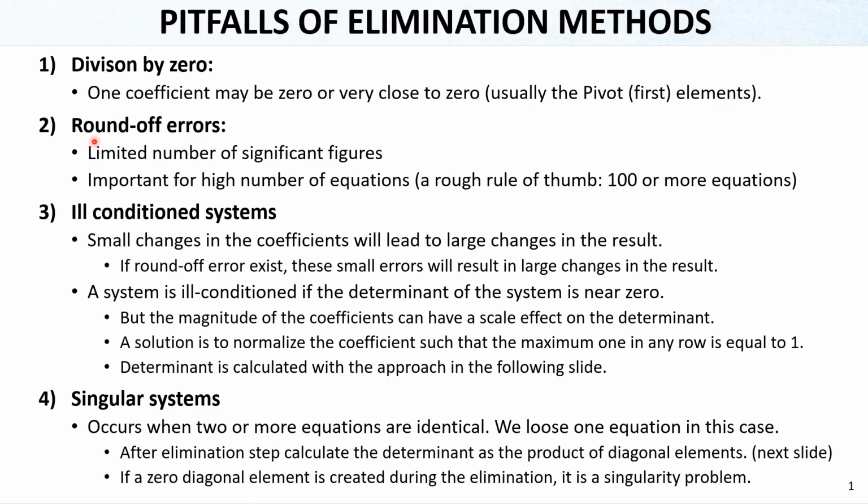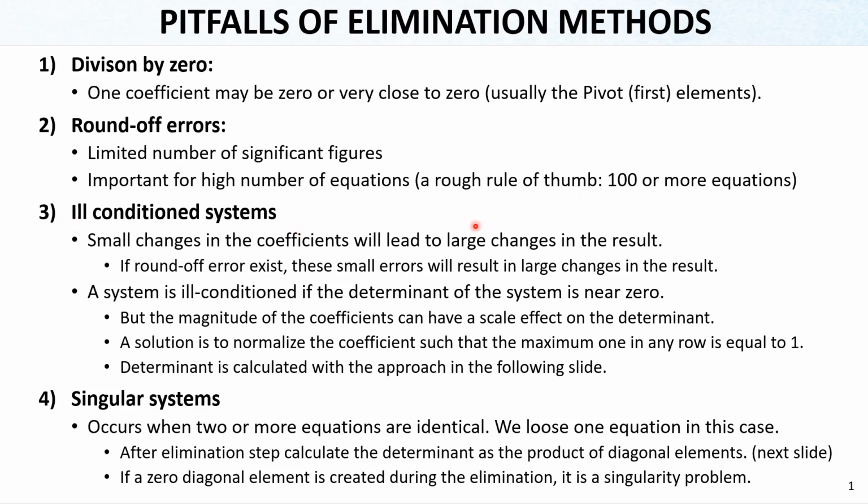Round-off errors. You saw from the previous example that there are many numbers that we need to use to be able to eliminate the round-off error. And if we have a limited number of significant figures, then we will have issues. This is important for a high number of equations. A rough rule of thumb is 100 or more equations actually. Less than that will be okay.